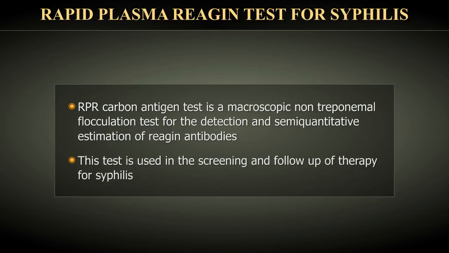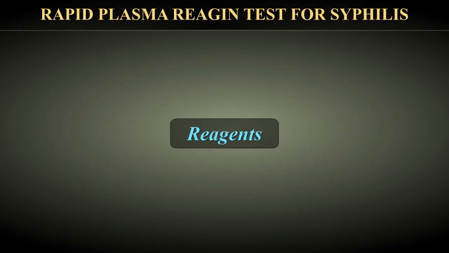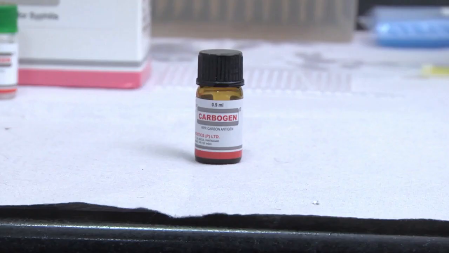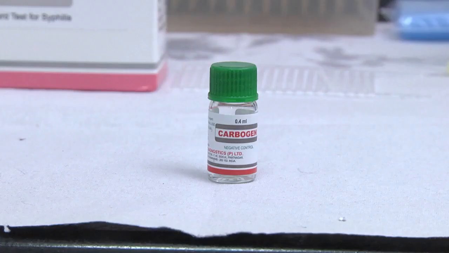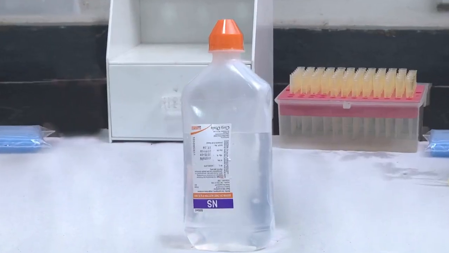This test is used in the screening and follow-up of therapy for syphilis. Reagents. Carbon RPR reagent, a particulate carbon suspension coated with lipid complexes. Positive control. Negative control. Isotonic saline.